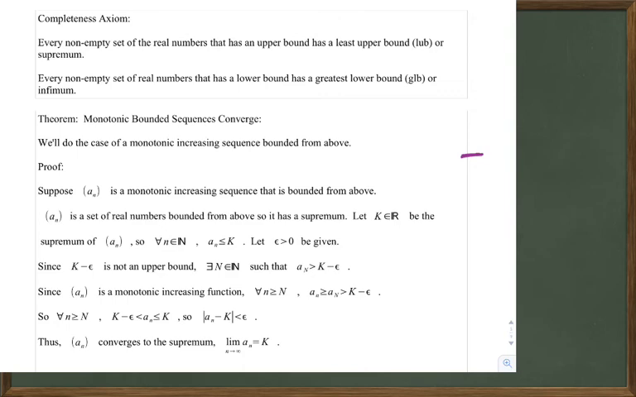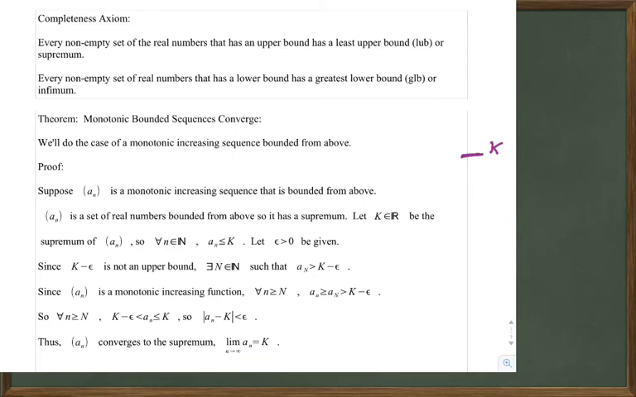Monotonic bounded sequences converge. We'll do the case where we have monotonic increasing and bounded from above. So for our proof, we're going to suppose that a sub n is a monotonic increasing sequence that is bounded from above. A sub n is a set of real numbers bounded from above, so by the completeness axiom it has a supremum or a least upper bound. Let k be a real number, and that's going to be the supremum of a sub n. So for all n in the natural numbers, a sub n is going to be less than or equal to k, which is your supremum. So that is your least upper bound.